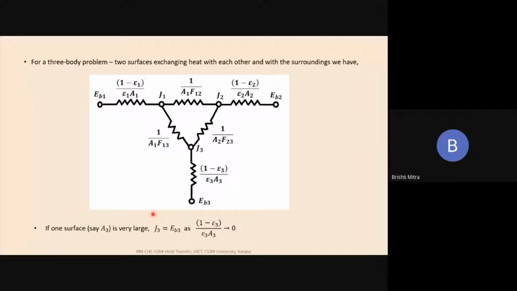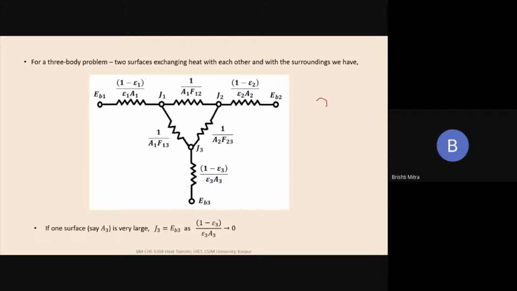Now let us look at what is called a three-body problem. A three-body problem means that essentially heat is being transferred between three bodies. Till now, if you remember, we had only seen this part, that means between two bodies, EB1 and EB2. Let me just get my pen and try to show you.